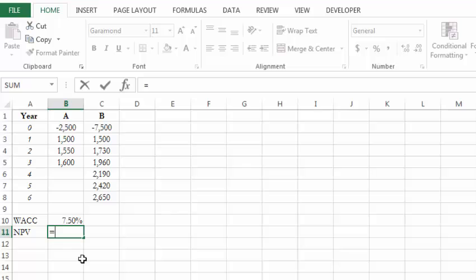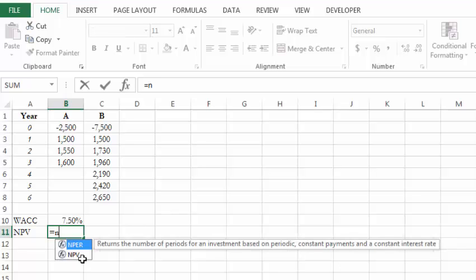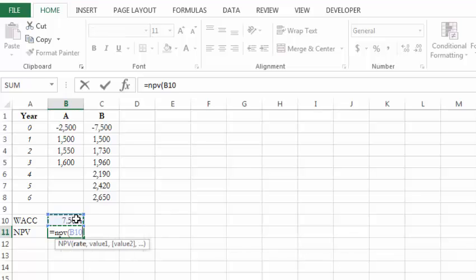So NPV is equal to, and we're just going to say NPV, get my rate, and since I'm not going to be able to copy across because they have different lives, I'm not going to worry about the F4. Then I'm going to get 1 through 3, close parenthesis, and add my times 0. So that's how I'd get my NPV.